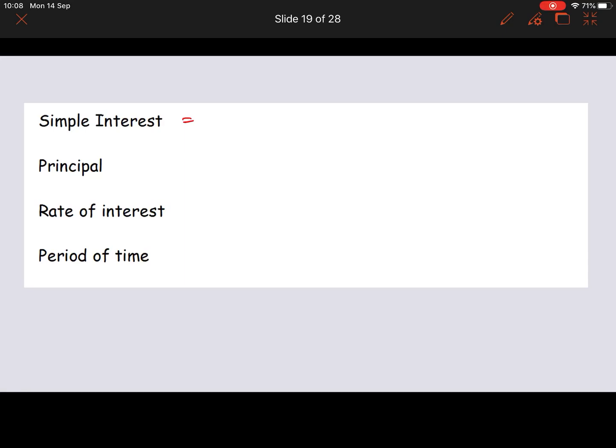Okay, welcome to part 2. What we're going to do is try and formalise this whole process, okay? So we're just going to define things. The simple interest, that's the amount of money I earn in interest. We're going to call that I. So that's the interest that you've earned. So I'll just write it there. That's the interest earned, that little bit of extra money that the bank gives you.